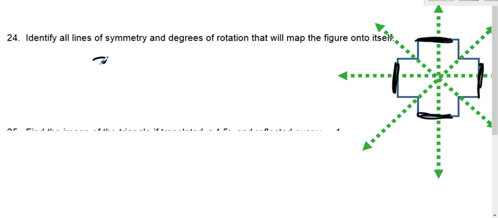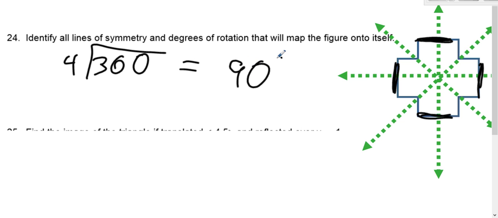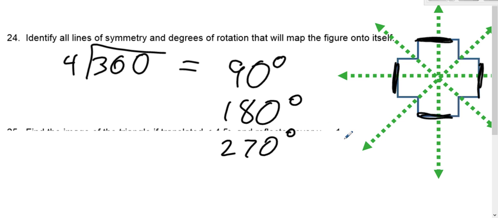So you take 360 degrees, divided by those 4 stopping points, you get 90. And all the multiples of 90. So 90 plus 90 would be 180. Another 90 would be 270. And then another 90 would be 360, but we don't need to write that.